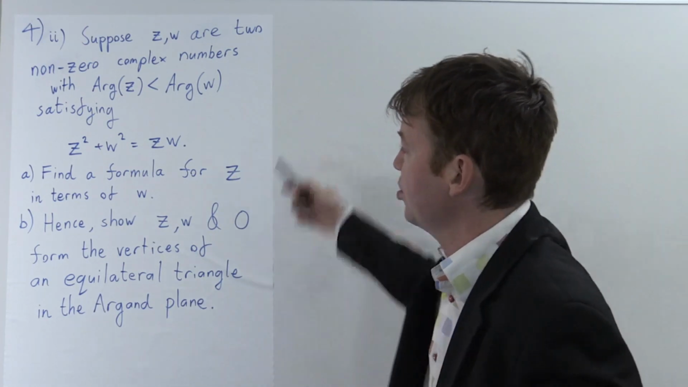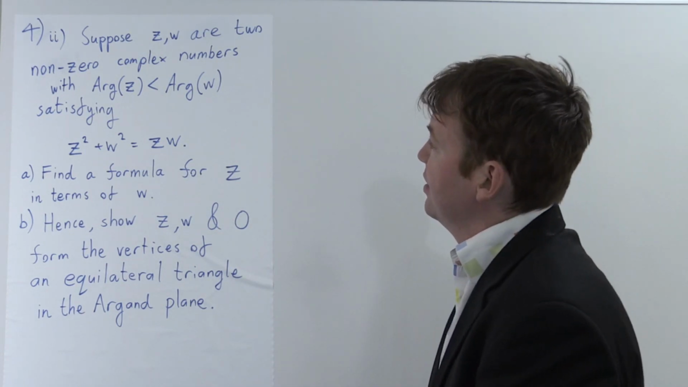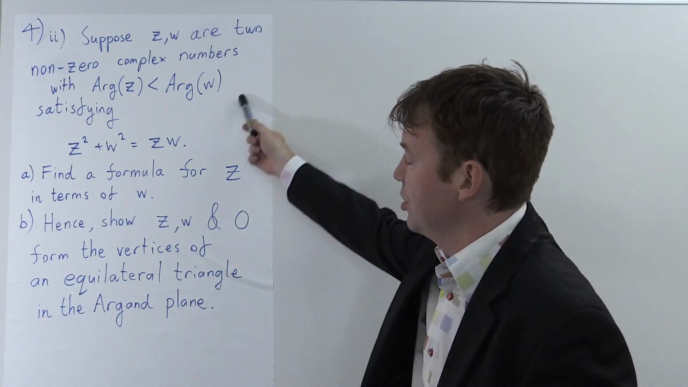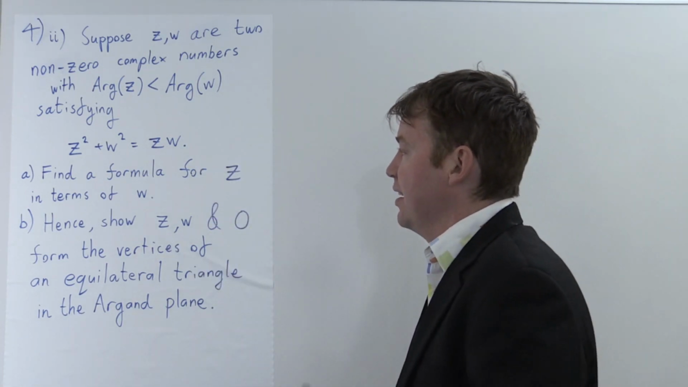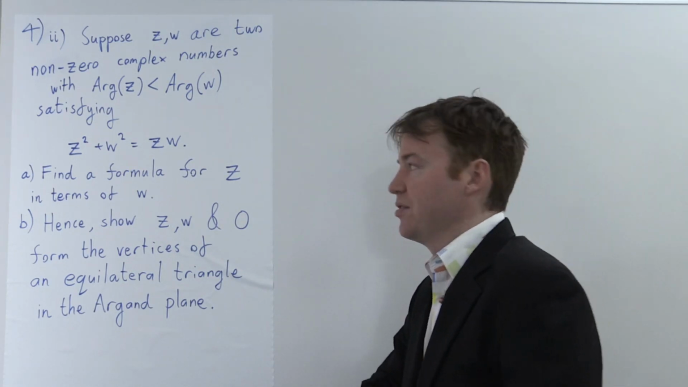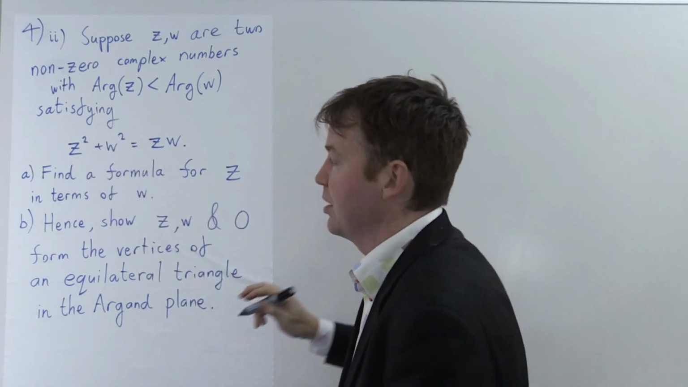So here we are towards the end of the 1141 exam, and things are getting a bit hard. Suppose you have two non-zero complex numbers with some argument restriction satisfying this. Part A, find z in terms of w. Well, the good news is this is just a quadratic in z, so we can rearrange it and apply the quadratic formula.